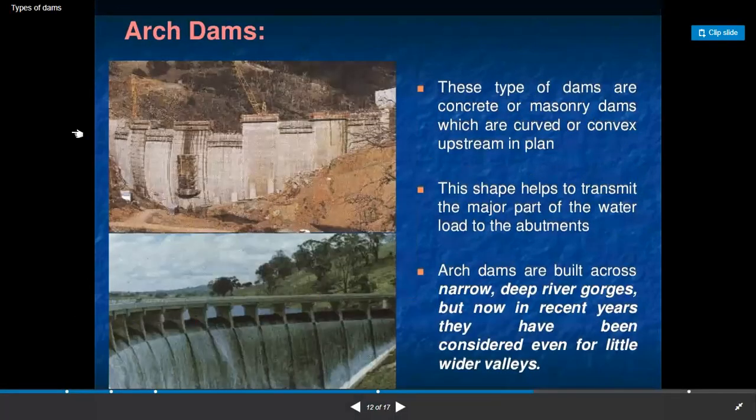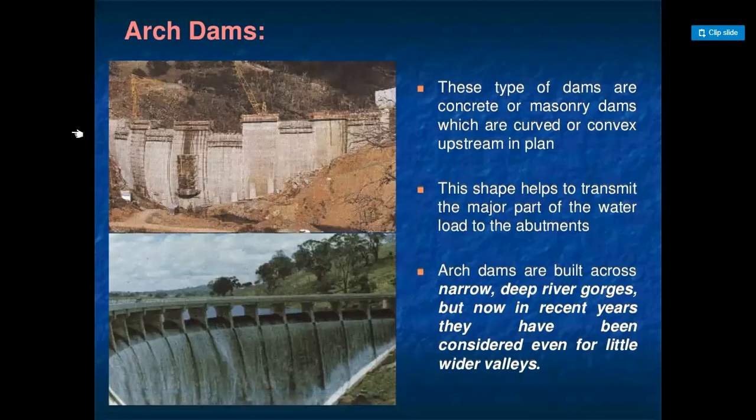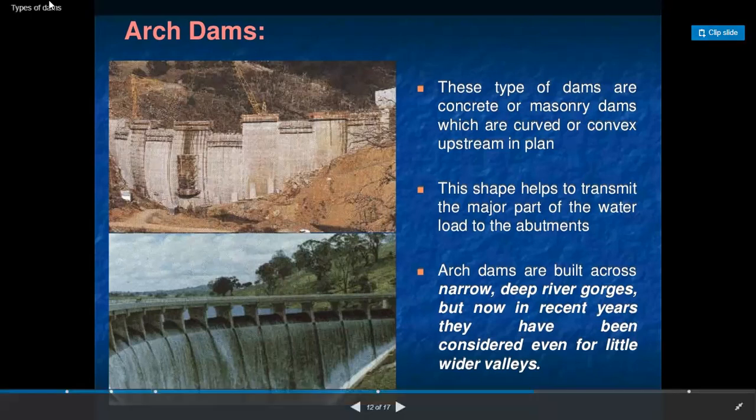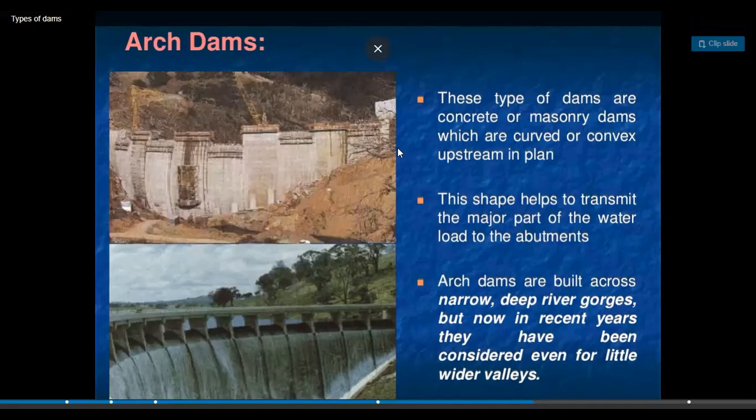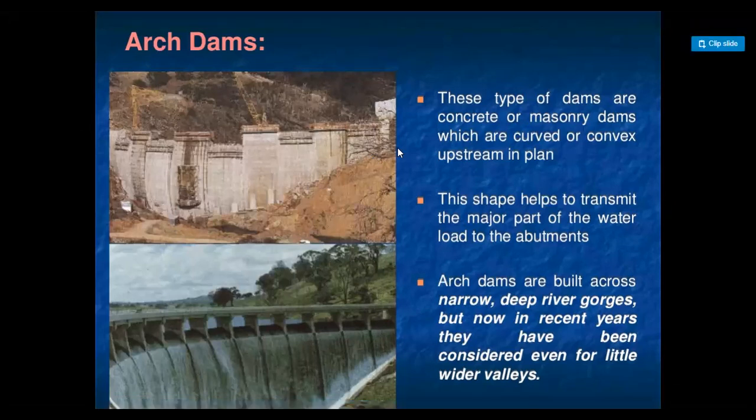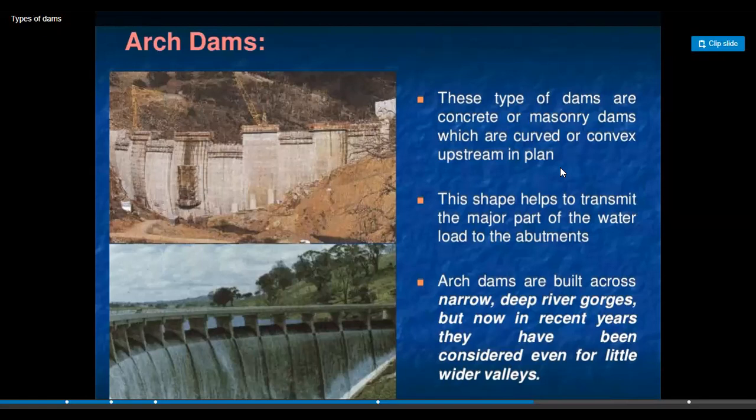Guys, this is the arc dam. These types of dams are concrete or masonry dams, which are curved or convex upstream in plane. This shape helps to transmit the major part of the water load to the abutments. Arc dams are built across narrow, deep river gorges, but in recent years they have been considered even for little wider valleys.